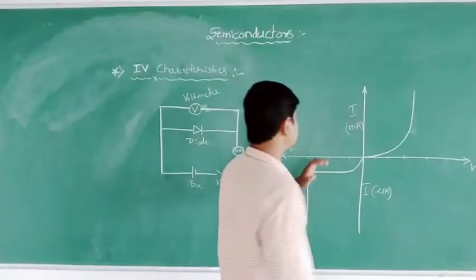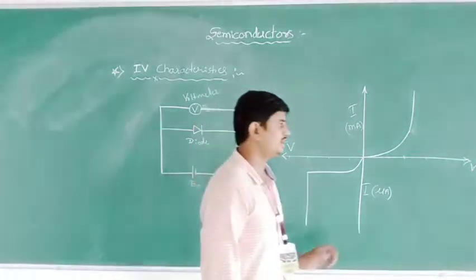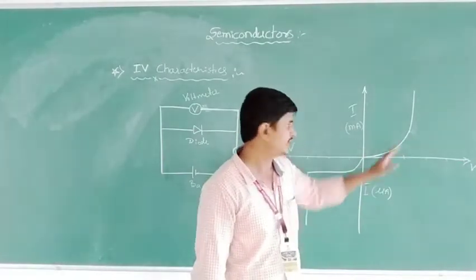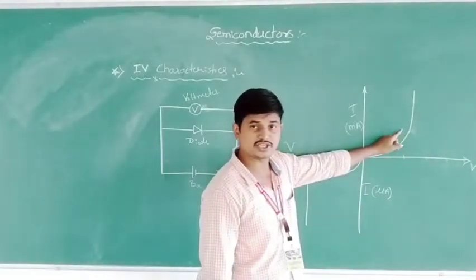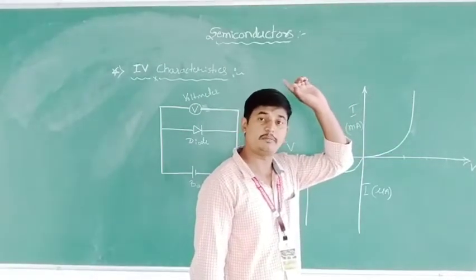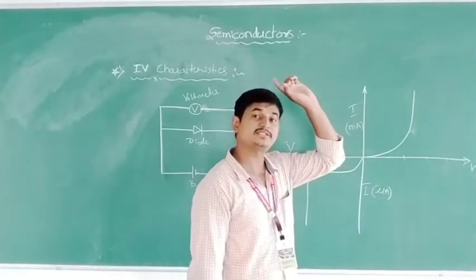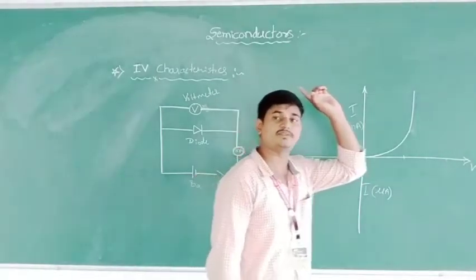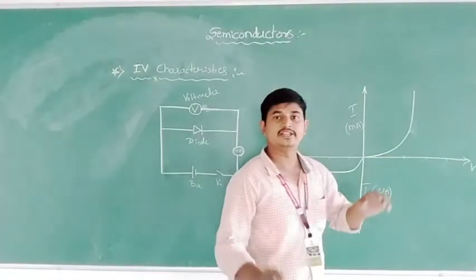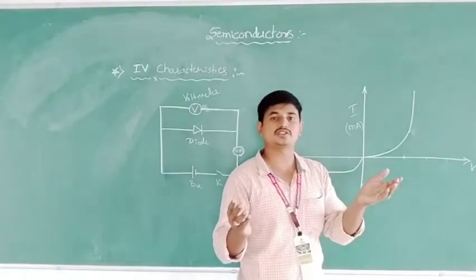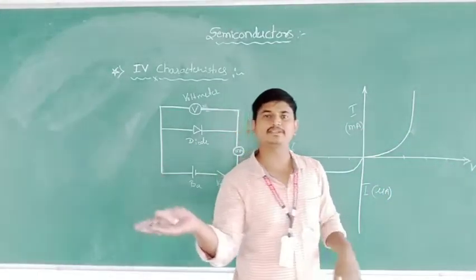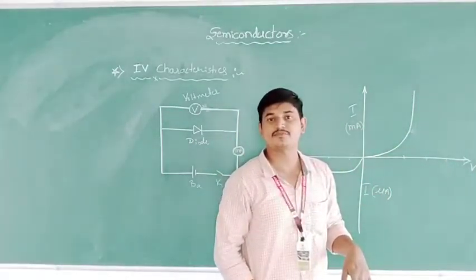Then come to the reverse bias. See here, actually in the reverse bias, there is no flow of current due to majority charge carriers. Due to majority charge carriers, the current flows according to the forward biasing condition. As per the forward biasing condition, as voltage increases, the flow of charges from the N side to the P side and from the P side to the N side increases.